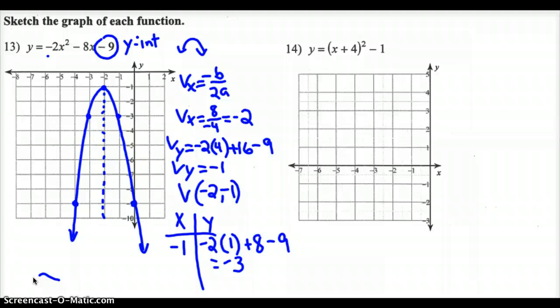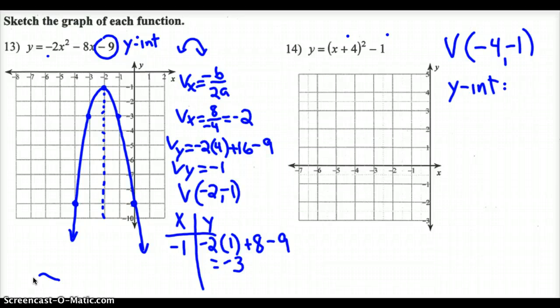Over here, number 14 is in vertex form. So my vertex is going to be negative 4, negative 1, coming from here and here. My y-intercept: when I plug in a 0 for x, I get 4. 4 squared is 16. 16 minus 1 is 15. I should make mention that since the coefficient in front is positive, we're going to have an up-opening parabola here.